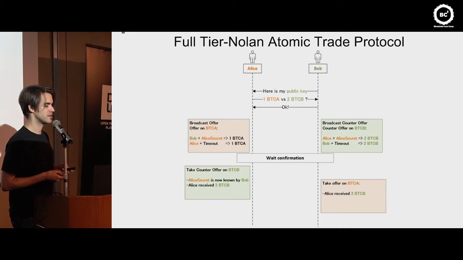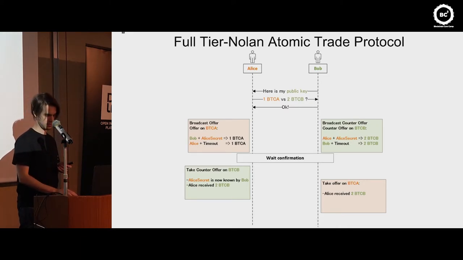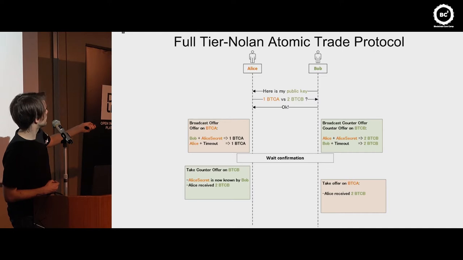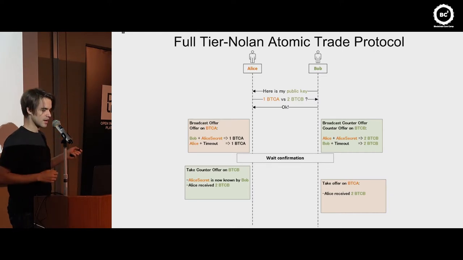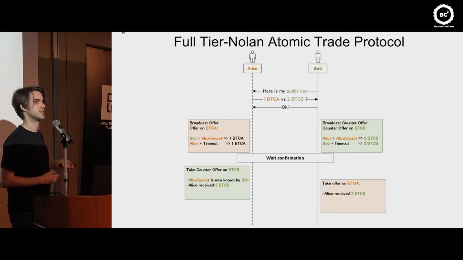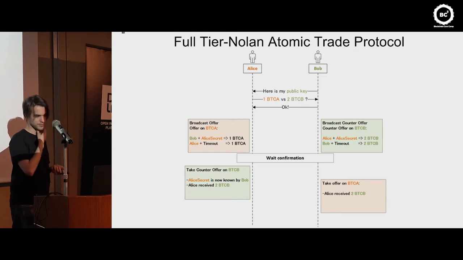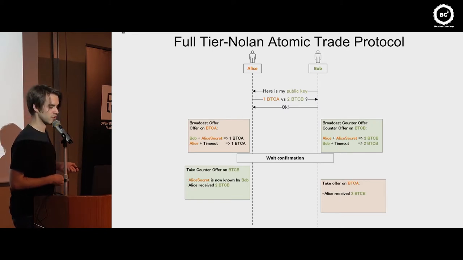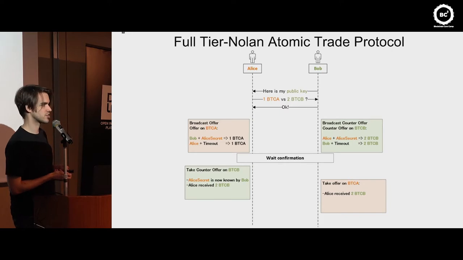So first, maybe they meet on a channel or on a forum, and Bob will give his public key to Alice. This is the first step here. When Alice gets the public key, she can give Bob all her details and ask, do you really want to exchange 1 BTCA against 2 BTCB?